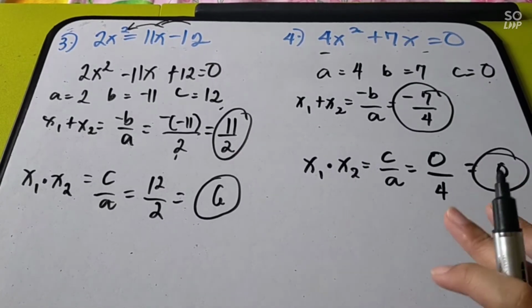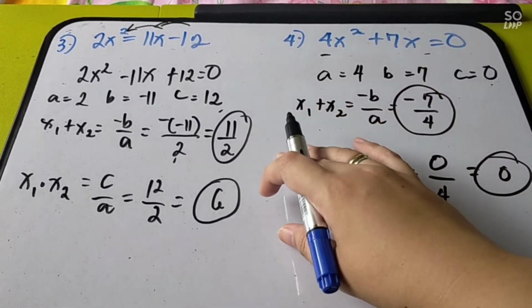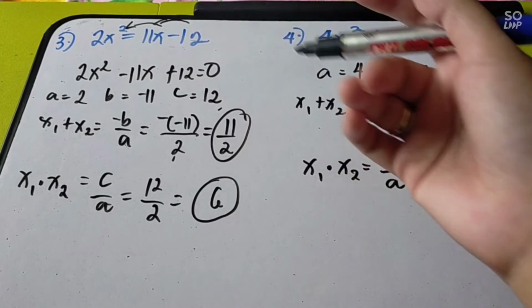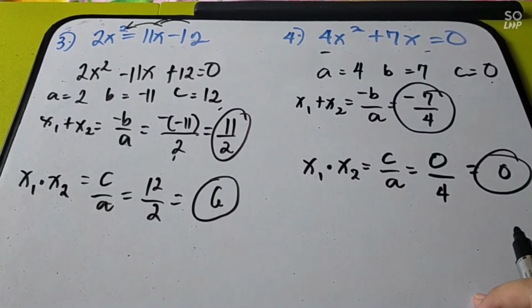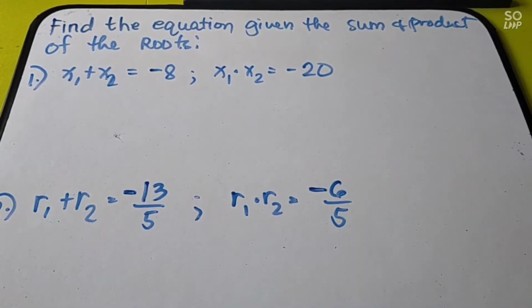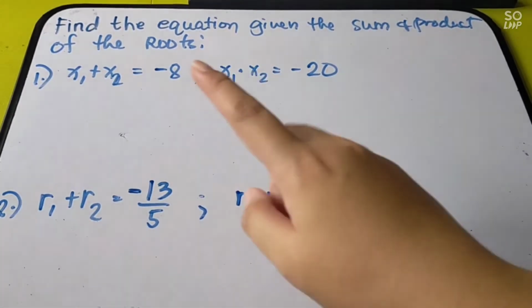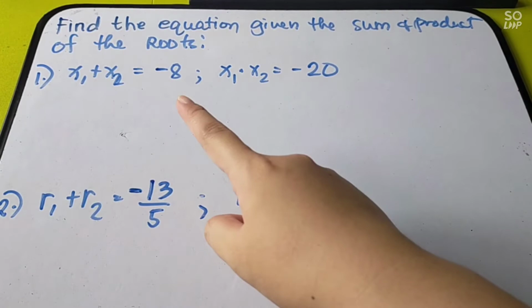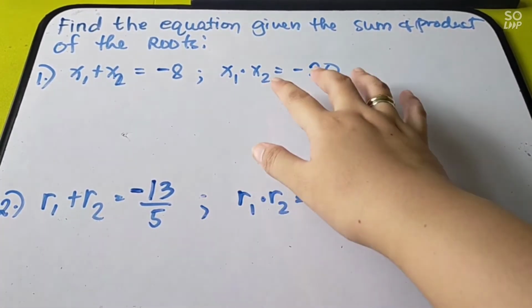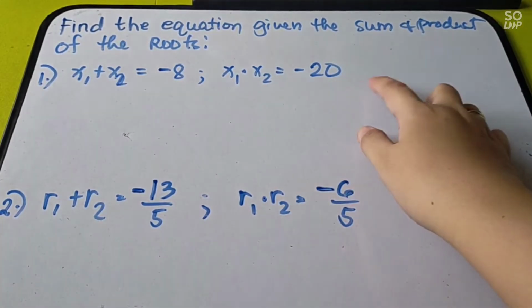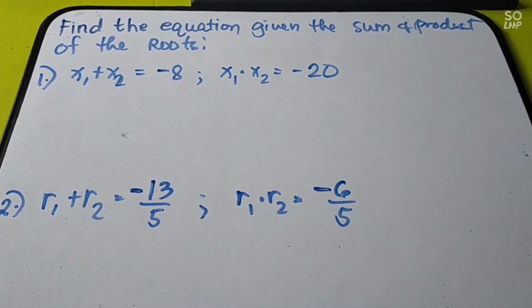Now, paano naman kung baliktad? Ang given mo ay sum and product, ang hahanapin mo ay si quadratic equation. Alright, so let's do that. Find the equation given the sum and product of the roots. Let us have number 1. We have here x sub 1 plus x sub 2 is equal to negative 8. And then for the product, we have x sub 1 times x sub 2 is equal to negative 20.